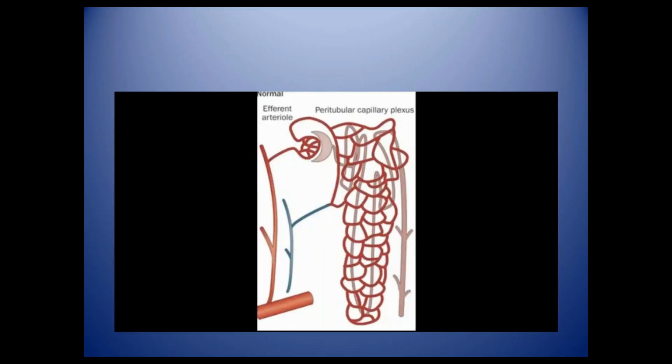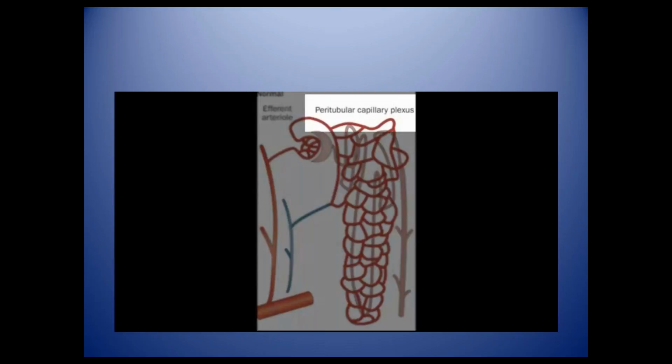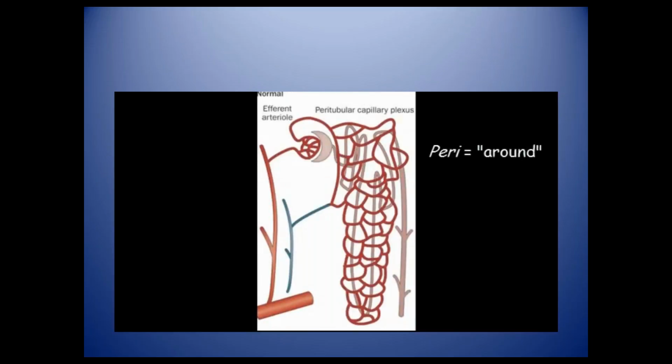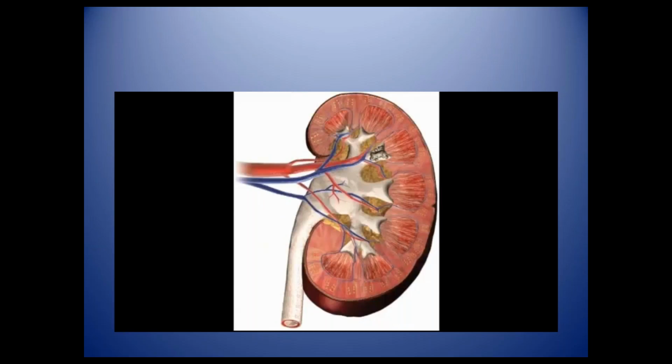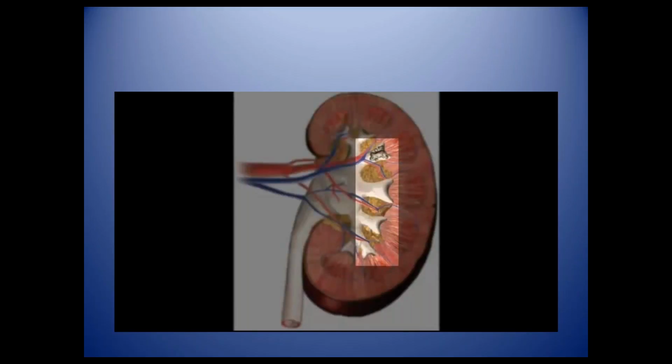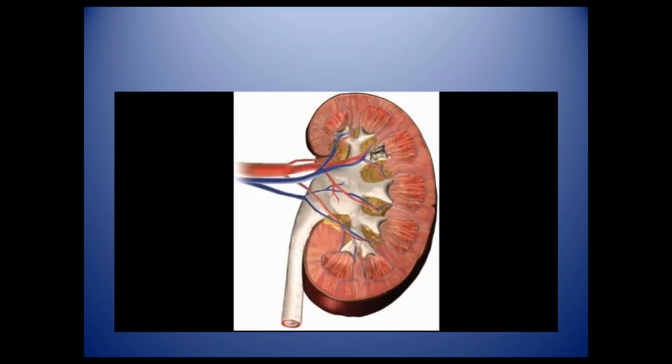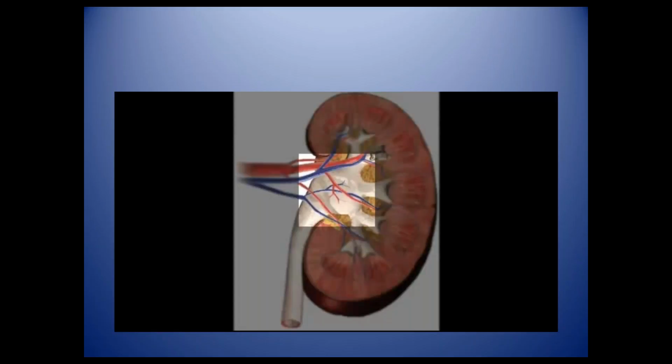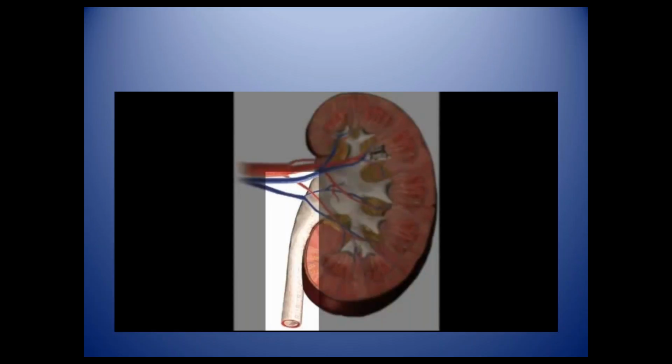The name of those blood vessels is peritubular capillaries. What does peri mean? Around. So they're peritubular, the capillaries that are around the tubules. That's all it means. And I said the collecting ducts dump into the calyx or the calyces. That's these little regions right here, these little pieces that come off the renal pelvis. The calyces open up into the renal pelvis, and the renal pelvis dumps into the ureter.